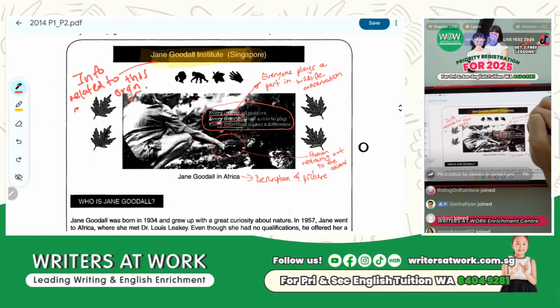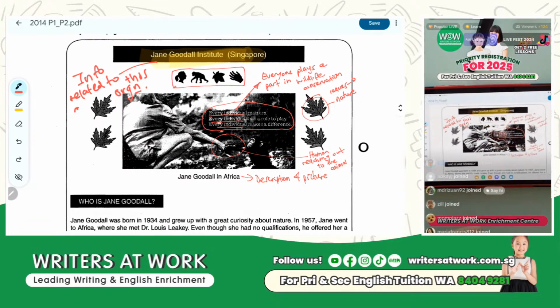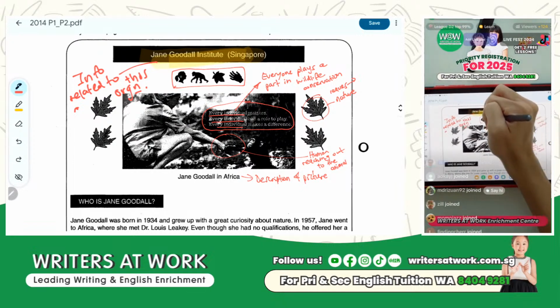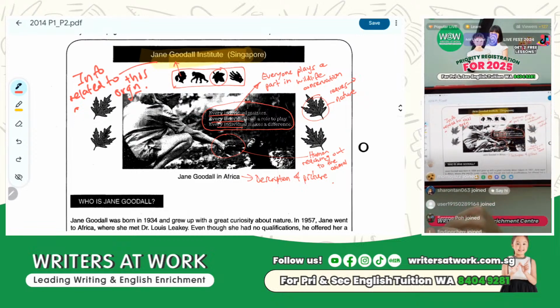Okay, and you can see all these plants. These are all related to nature, right? Because they are leaves. And you can see also we are going to look at this later in our question. These are the icons. So this lady here likely represents Jane Goodall. Then your chimpanzee. Then you have this, which is also related to nature, maybe the environment. Then this is the human hand. Okay, so this is the first part.